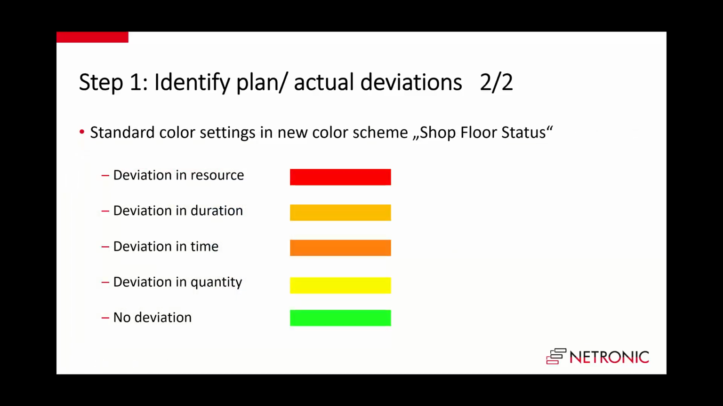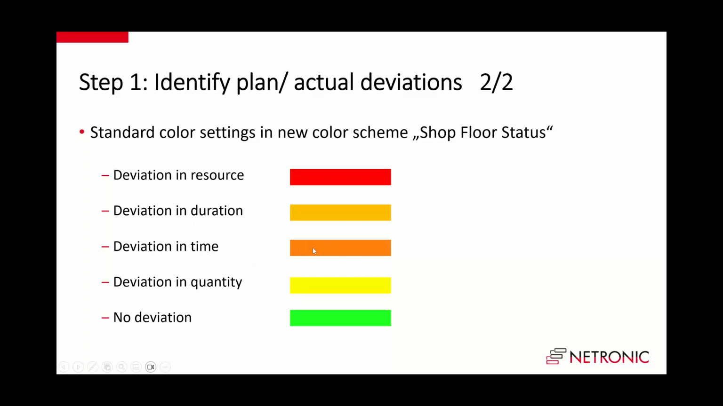And the shop floor status view has 5 colors. Red is a deviation in resource. Then there are 2 shades of orange, which show a deviation regarding the timing. The one is the deviation in duration. So for example, that the posted runtime was longer than the planned runtime.